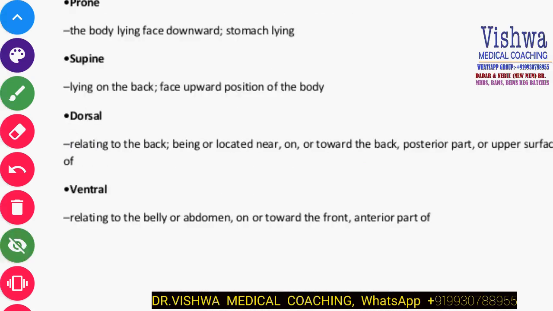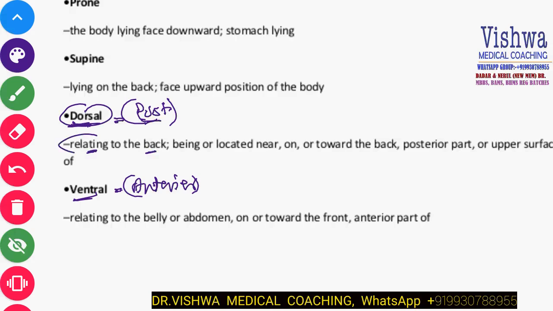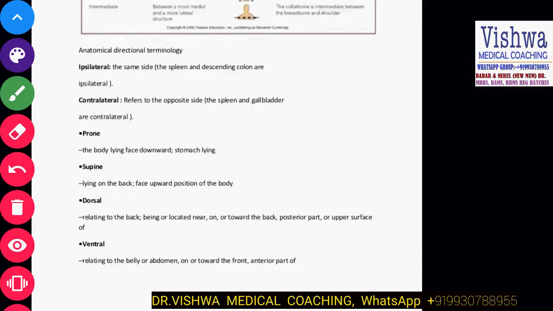Again, we have some terminologies like dorsal and ventral. What is dorsal? Dorsal is synonymous with posterior, remember that. Ventral is synonymous with anterior. Dorsal is related to the back, so indirectly it is posterior. Whereas ventral is related to the belly or the abdomen, that is anterior. So dorsal and ventral are synonymous with posterior and anterior.